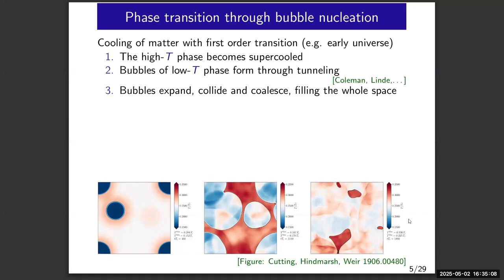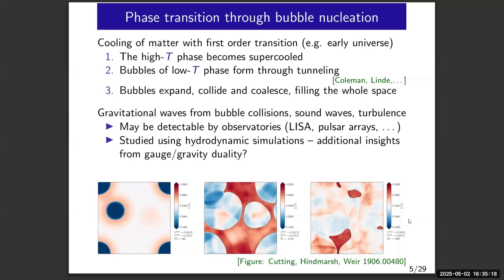This kind of process is depicted here from some hydrodynamic simulations in the context of the early universe from this paper. If you are in the context of the early universe, you can have gravitational waves generated, first of all, from the collisions of the bubbles, then later also from the sound waves generated by the collisions, which is actually typically the dominant generation channel, and also later from the turbulence as the plasma settles down.